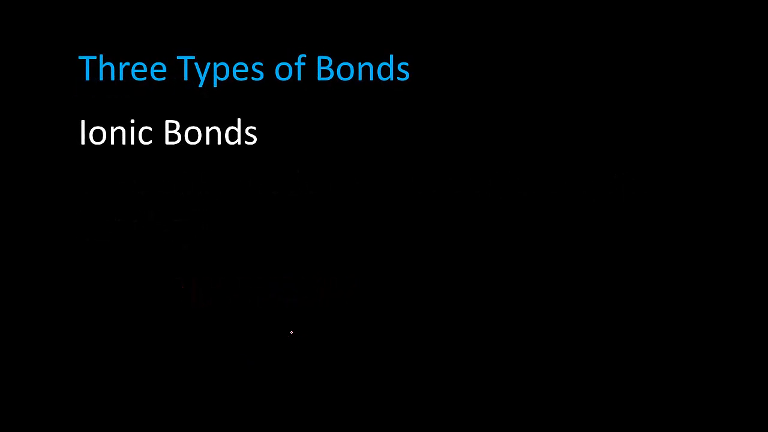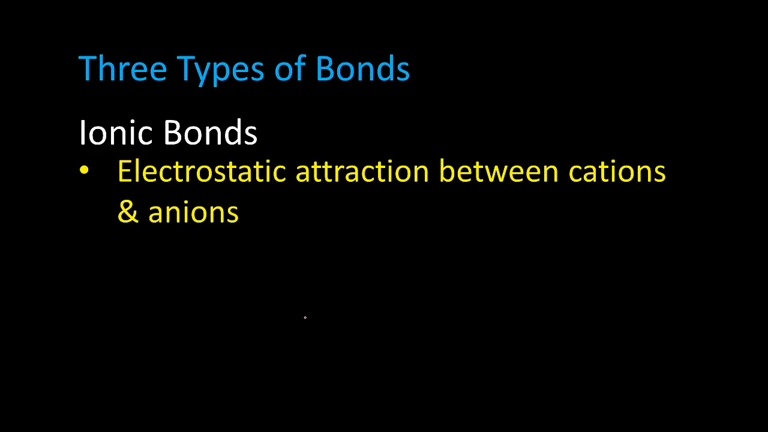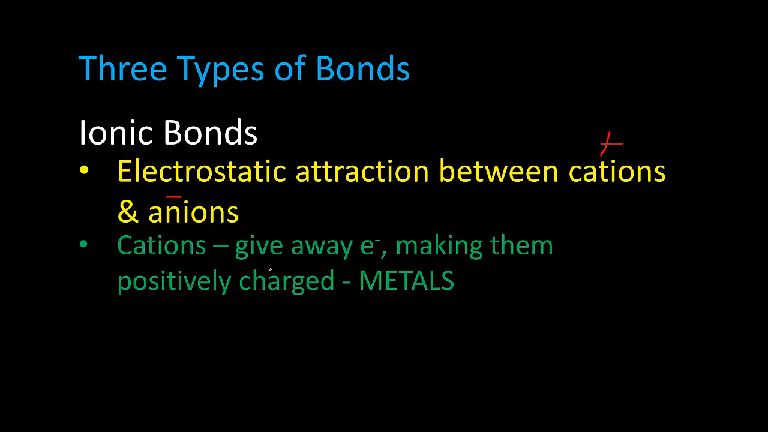The first one is the ionic bonds. The ionic bond is an electrostatic attraction between cations and anions. Cations are positively charged and anions are negatively charged ions.